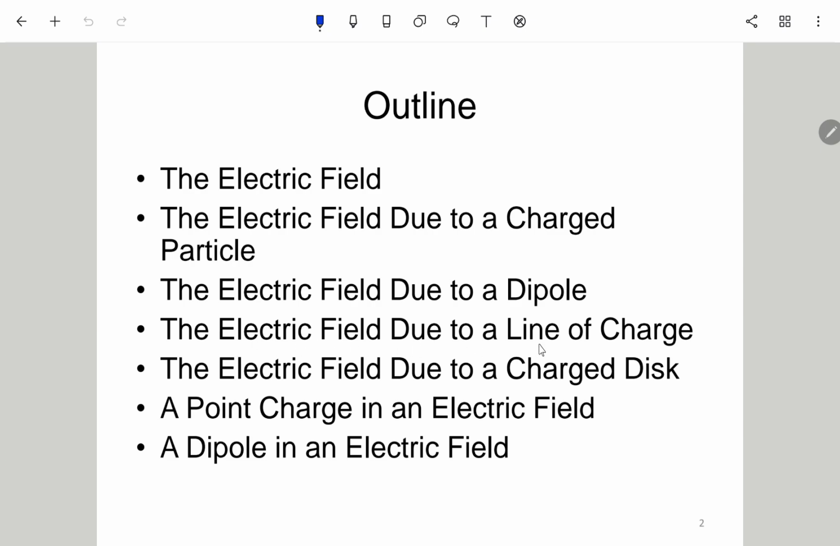and then the electric field due to a line of charge, and starting from here we start to introduce some calculus. Okay, and then we will also try to compute the electric field due to a charged disk, and then finally a point charge in an electric field, and then a dipole in an electric field. This is a little bit different, but the second to the fifth parts are to evaluate the E field, and the last two are to actually put a charge or a dipole in the E field.